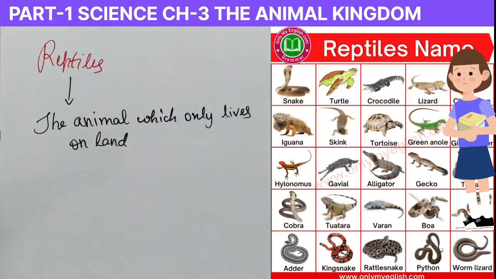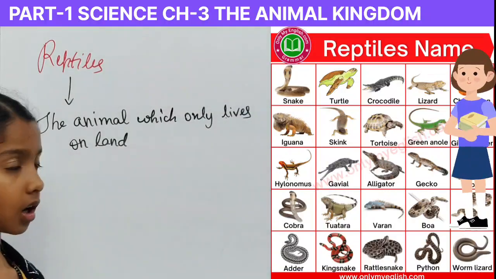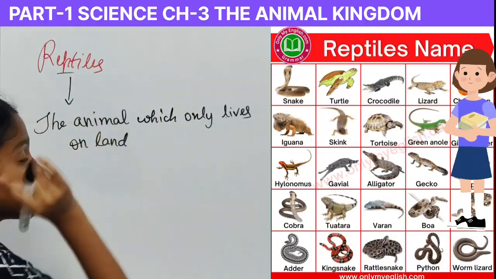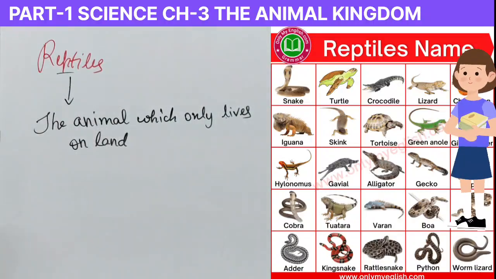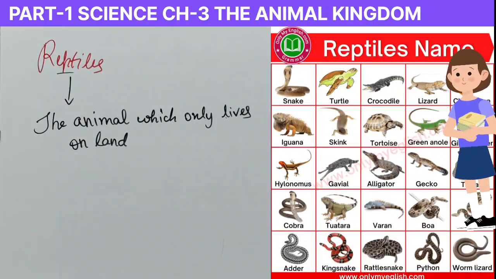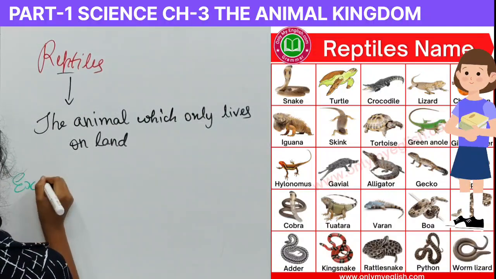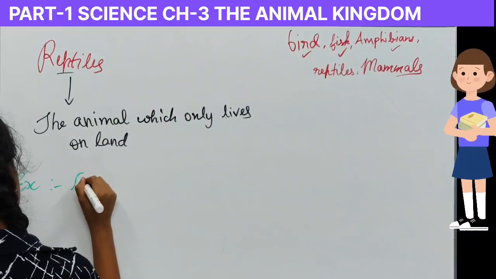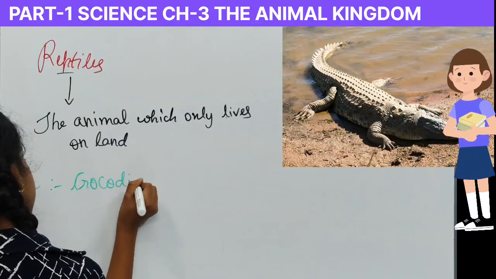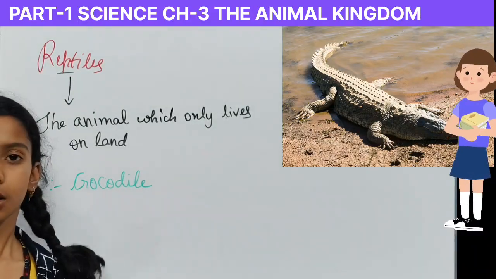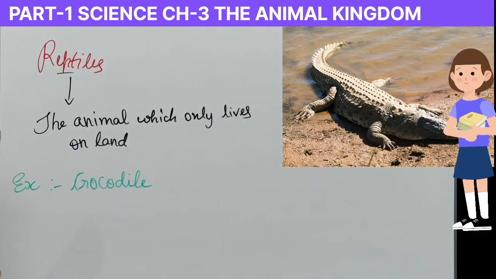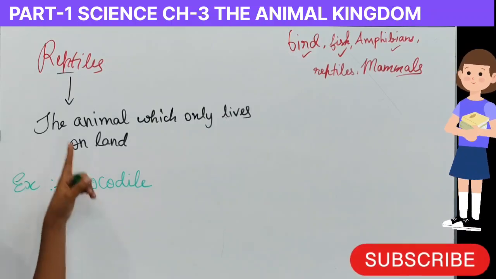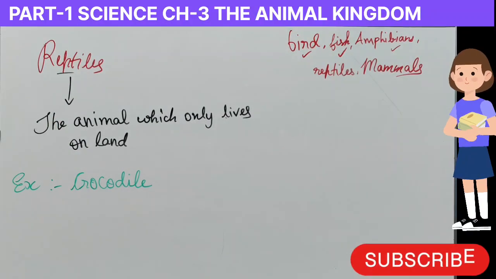Amphibian means the animals which live on the land and in water. But reptiles means the animals that only live on the land. So these are the examples of these. See, the examples of these are crocodile. Yeah, I told you the crocodile only lives on the land. So the animals that only live on the land are called reptiles. So the crocodile is a reptile.